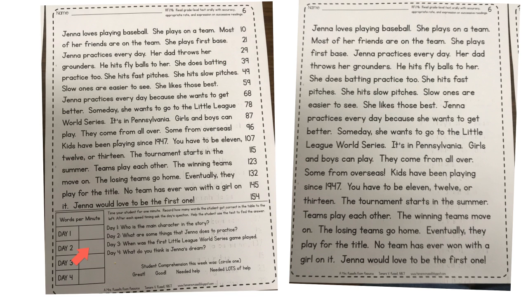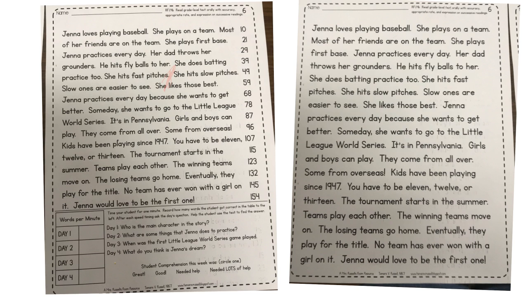Here is where you're going to record the words per minute. The directions say to time your child for 1 minute and record how many words the student got correct in the table to the left. So if your child read for a minute and they stopped right there, then that's where you would count to find out how many words they read. So if this line has 49, you would go, this is 49, 48, 47, 46, 45. So they read 45 words.